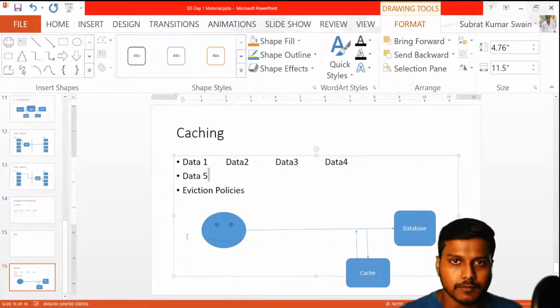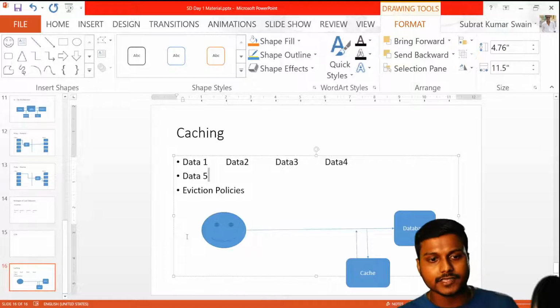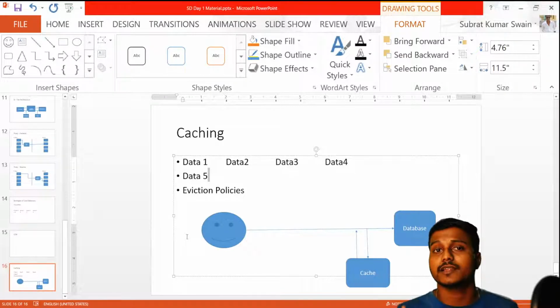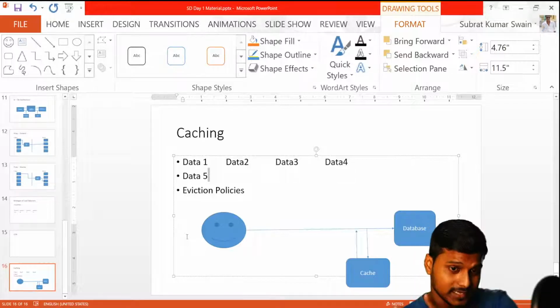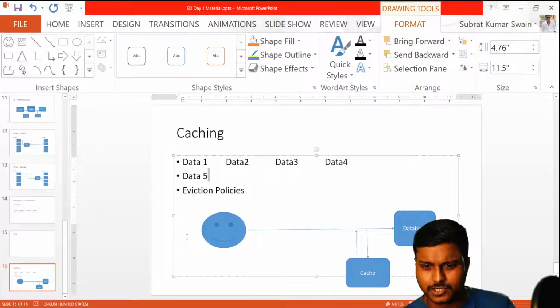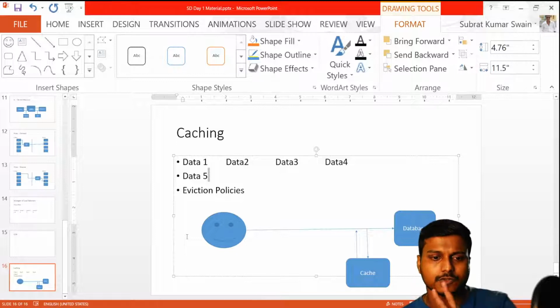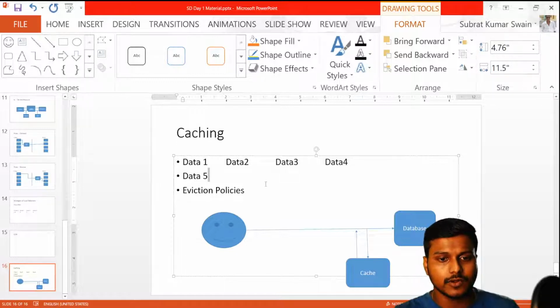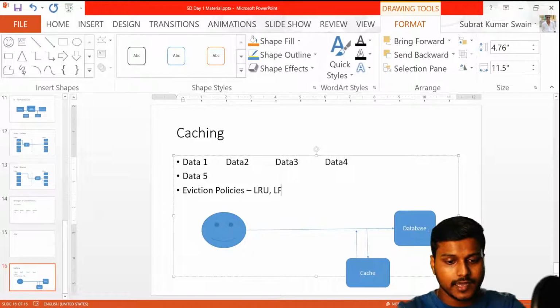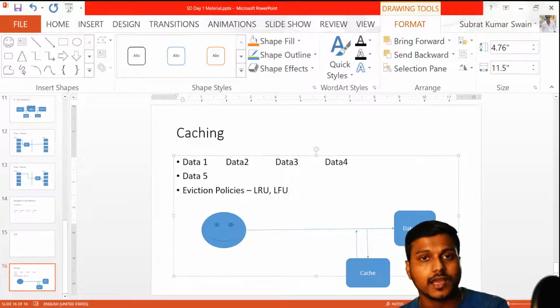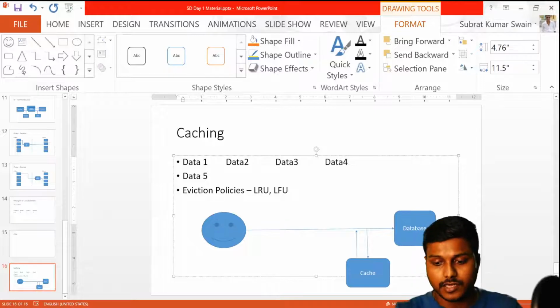Which one would it replace? That is why we are studying eviction policies. Based on these eviction policies, we would replace any one of them. There are many eviction policies, but to keep it simple, I'll discuss these two, LRU and LFU: least recently used and least frequently used.